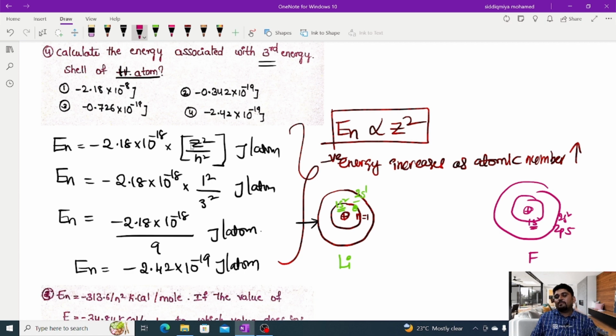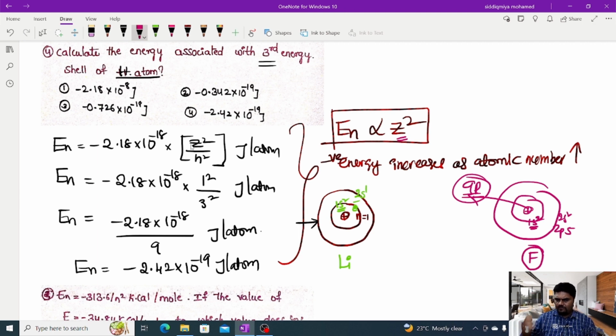Okay, so which one is very tightly bonded? Now tell me, which is very tightly bonded? The very tightly bonded is the fluorine atom's first shell electron. The reason is, in this one, Z square means nothing but the number of protons inside the nucleus. Here what will be there? 9 protons will be there. 9 protons can hold the first shell electron more effectively.